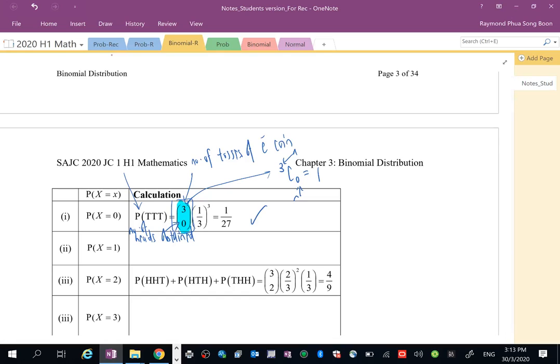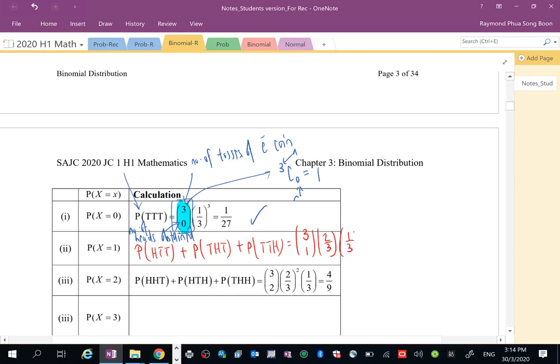Okay, part 2, the probability that X equals 1 means obtaining one head. To obtain one head, we can have 3 cases: head, tail, tail, or tail, head, tail, or tail, tail, head. The same reasoning as part 1: from a total of 3 tosses of the coin, I want to obtain one head, so it's 3 choose 1. Then what's the probability of obtaining one head? It will be 2/3. And what's the probability of obtaining 2 tails?